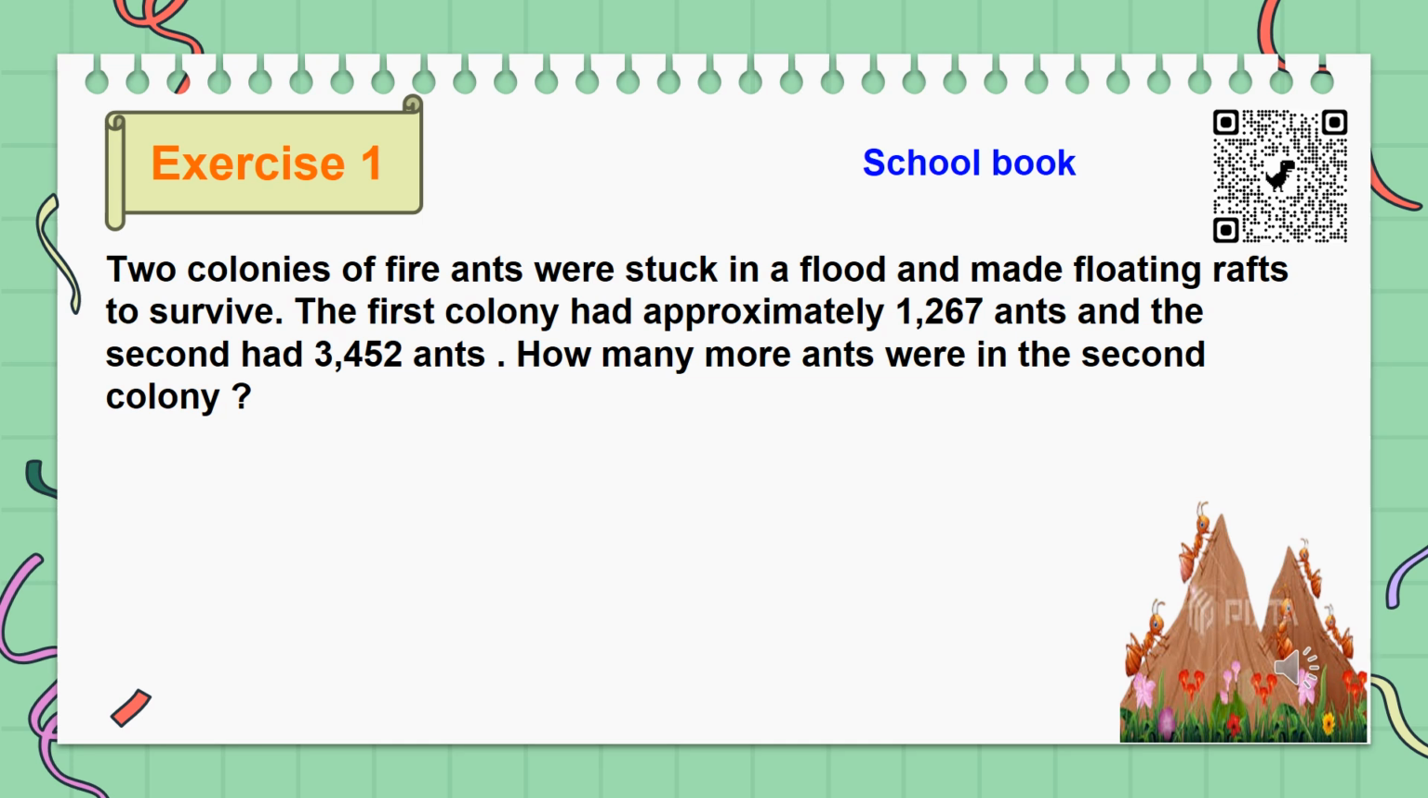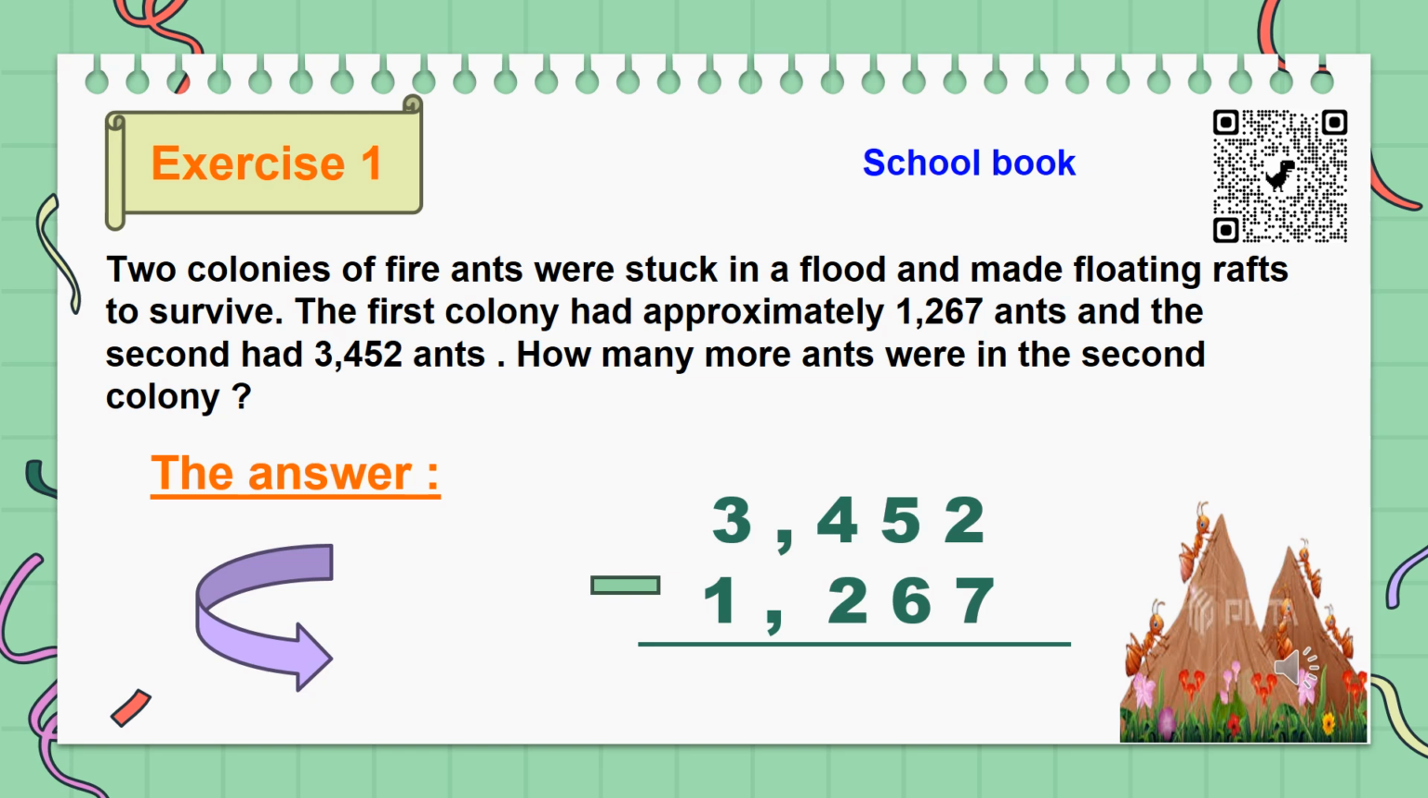From the school book, story number 1. Two colonies of fire ants were stuck in a flood and made floating rafts to survive. The first colony had approximately 1,267 ants and the second had 3,452 ants. How many more ants were in the second colony? How many more? This means we will need to subtract, to make minus between the two numbers. So let's start from ones place. 2 minus 7, I can't.